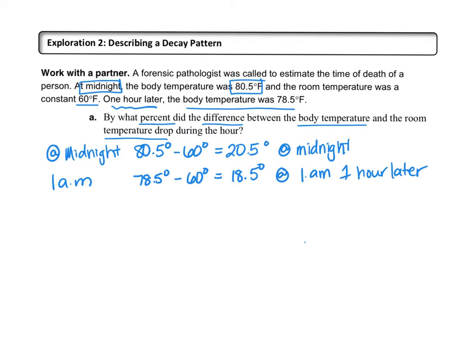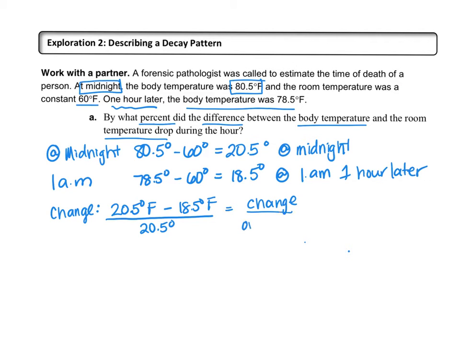So now we're going to try and find the percent of change between these two amounts. Okay, so we have the change. At midnight, it was 20.5 degrees Fahrenheit. Then by 1 a.m., 18.5 degrees Fahrenheit. And then if we want to find that percent, we want to divide that by the original temperature. So this is going to be the change over the original temperature.